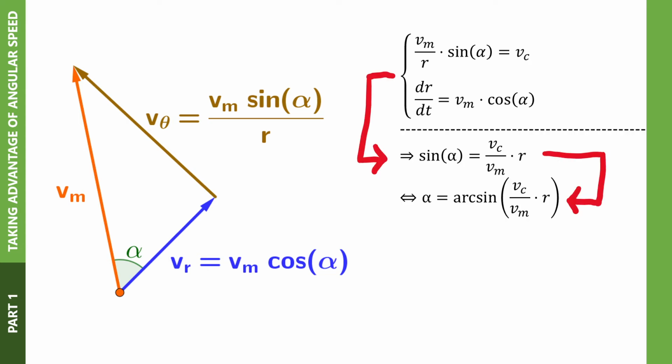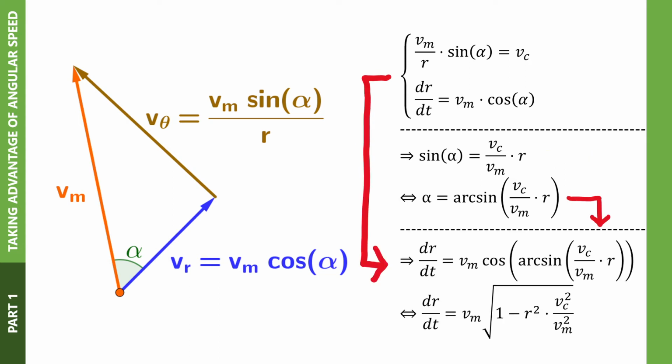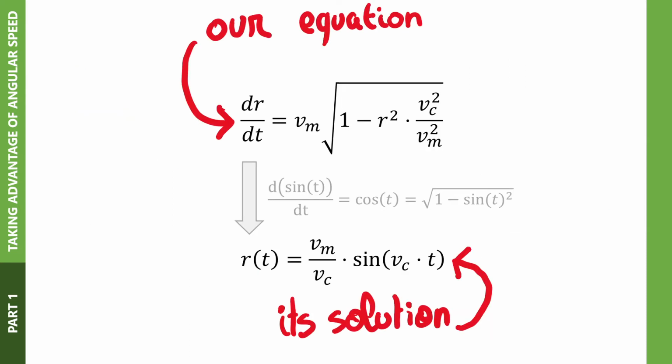First, let's isolate sine alpha, and then let's take an arcsine on both sides. We have then alpha is equal to arcsine of Vc over Vm times r. Second, let's place alpha in the other equation, so we have one equation containing only the unknown r. Now, we can solve this equation to find r in function of t.